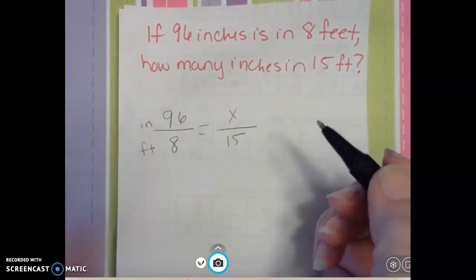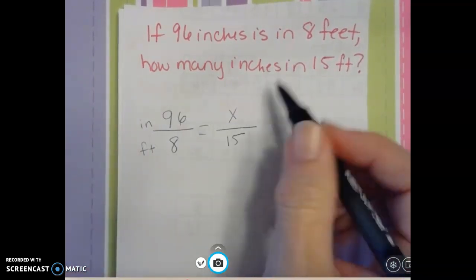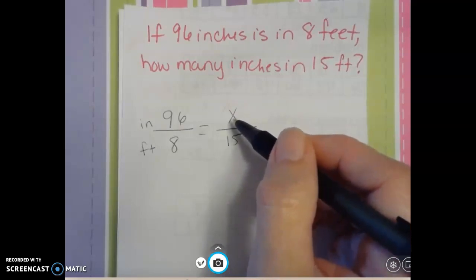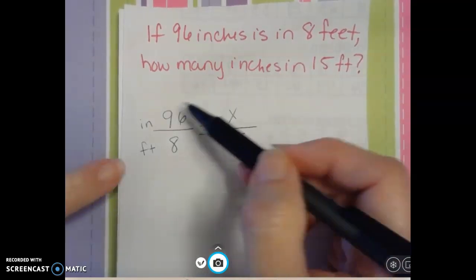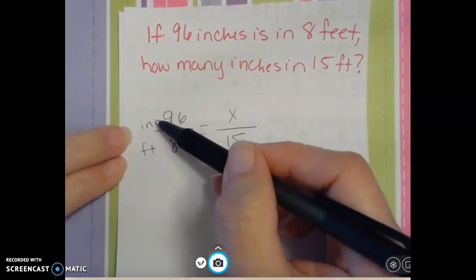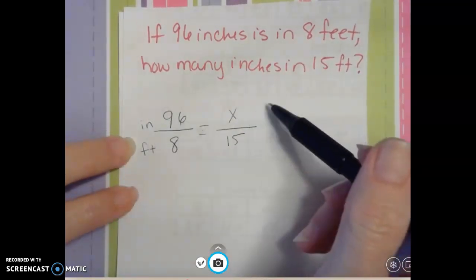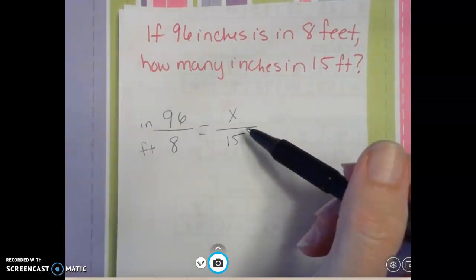Now, in these particular problems, x has fallen on top every time. That's not always going to be the case. Remember, it just depends on how we start. I could have started feet over inches, and then this side would have had to be feet over inches. The key is keeping it consistent.